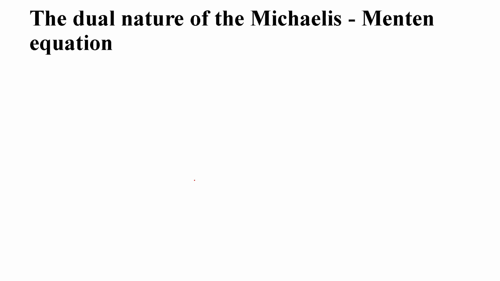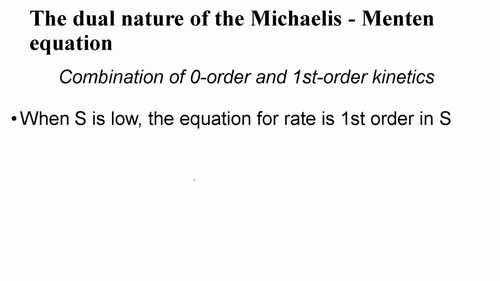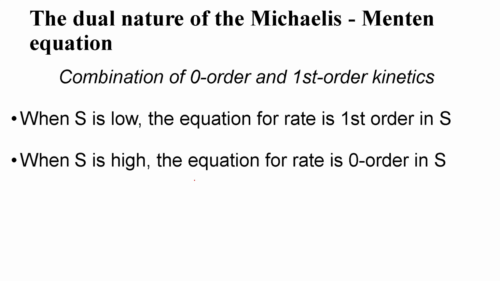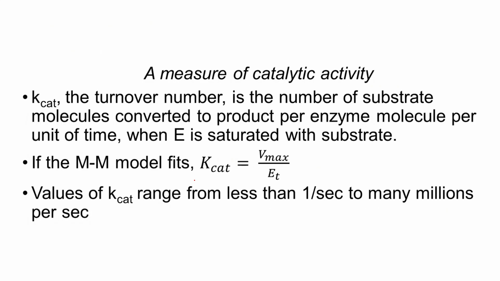So now let's look at the dual nature of the Michaelis-Menten equation. We say it's a combination of the zero order and the first order kinetics, which I explained before now. So when substrate concentration is low, the reaction rate follows first order kinetics. When S is high, it follows zero order kinetics. And the reason is that when it is high, all the enzyme active sites are saturated. Now, the Michaelis-Menten equation describes a rectangular hyperbolic dependency of V on S.